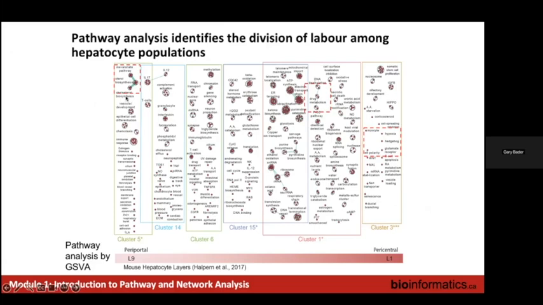Here we can just see that there are different functions that are enriched in different hepatocytes. And so that conclusion for us was that the pathway analysis identifies a functional specialization of hepatocytes across this anatomical structure in the human body.